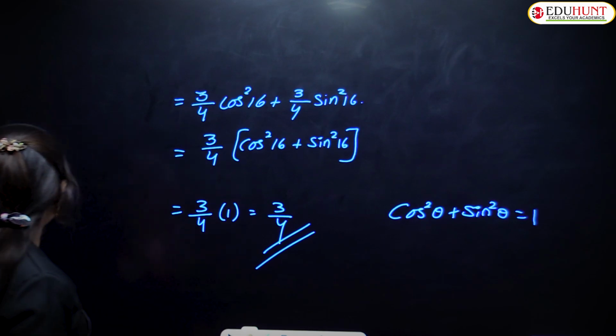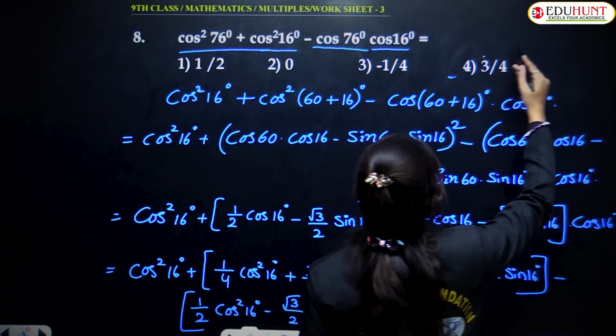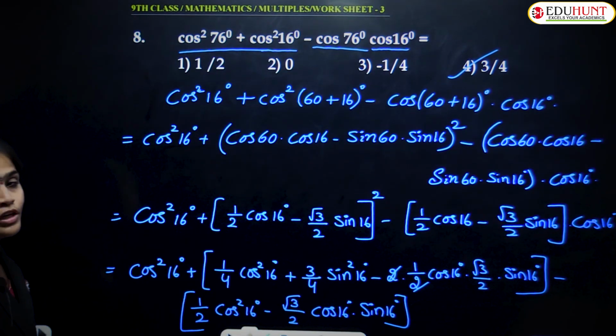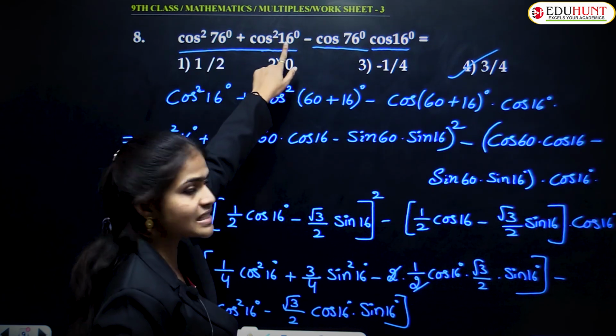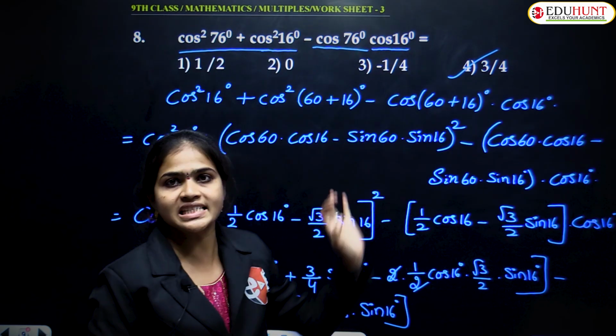Let us see which option is correct. 3 by 4, option 4 is correct here. Understand? So option 4, 3 by 4, is the value of cos square 76 degrees plus cos square 16 degrees minus cos 76 degrees cos 16 degrees.